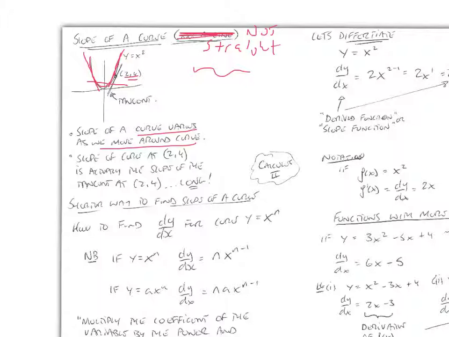The slope of the curve at (2, 4) is actually the slope of this tangent here, which just touches the curve at (2, 4). And we can calculate that, but it's very long-winded. So we'll use differentiation, a shorter way to find the slope of a curve.